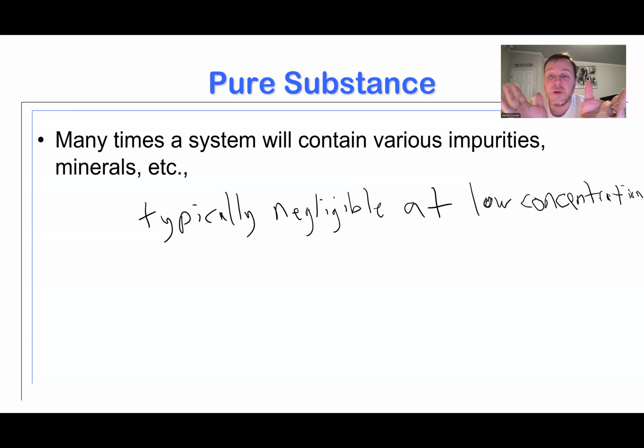We had in chapter one a homework problem where you had human blood, and that blood had a different density than, say, liquid water, even though the major component of blood is going to be water. So again, if the concentration of impurities or minerals or other things dissolved in that water is high enough to change its properties, you're going to be given that information.